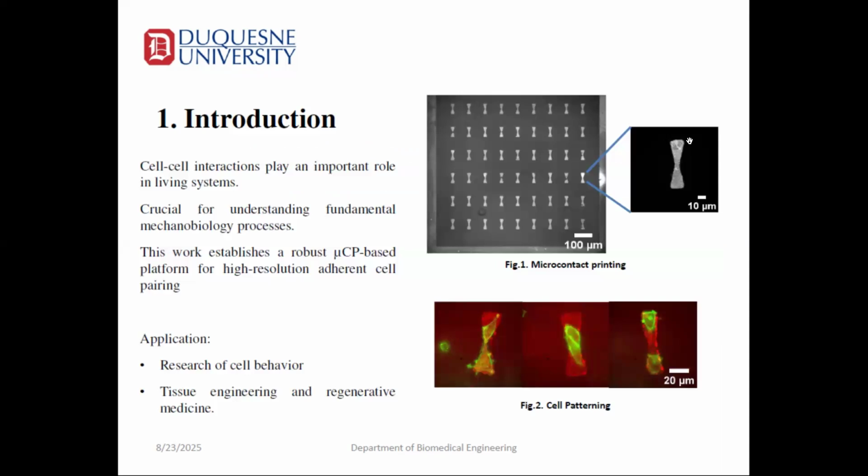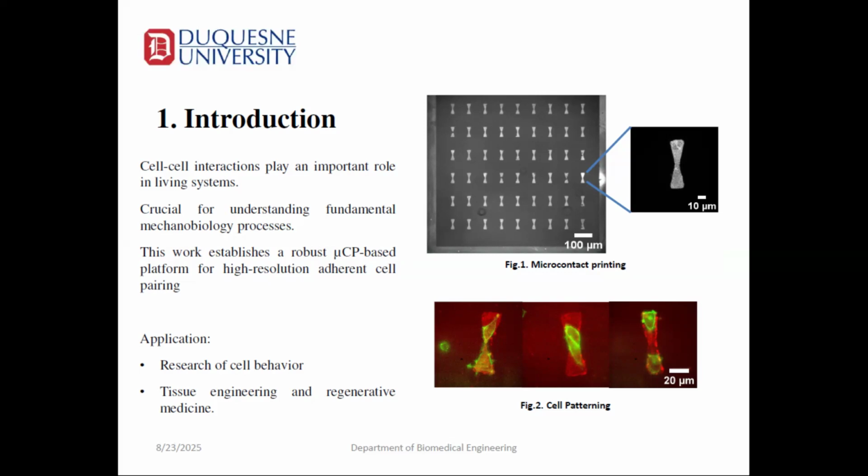Why cellular patterning? Cell-cell interactions are fundamental to life, governing processes from embryonic development to disease progression. To understand the forces in mechanobiology, we need precise control over these interactions. We use microcontact printing to create defined adhesive islands. Cells preferentially attach to these pattern areas, allowing us to dictate their organization and study specific pair interactions.